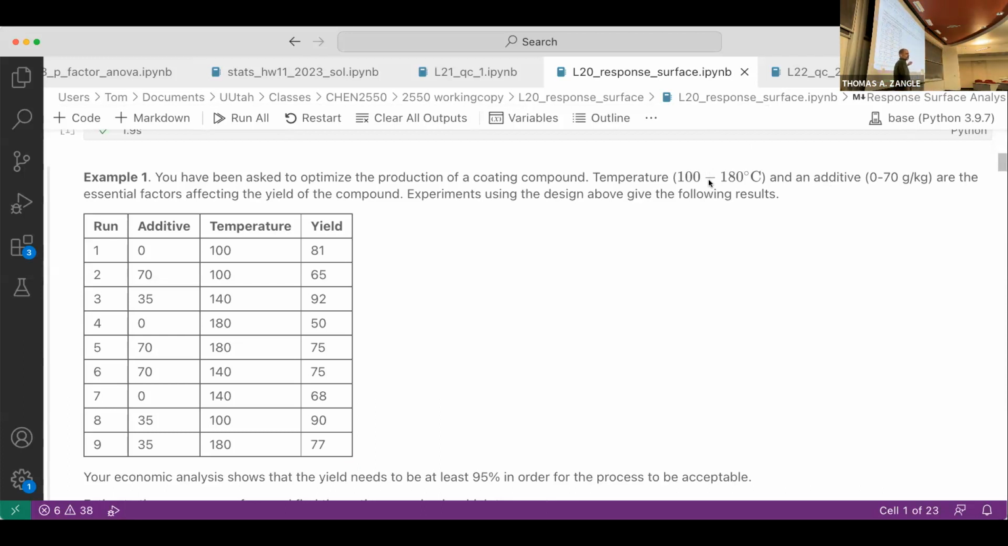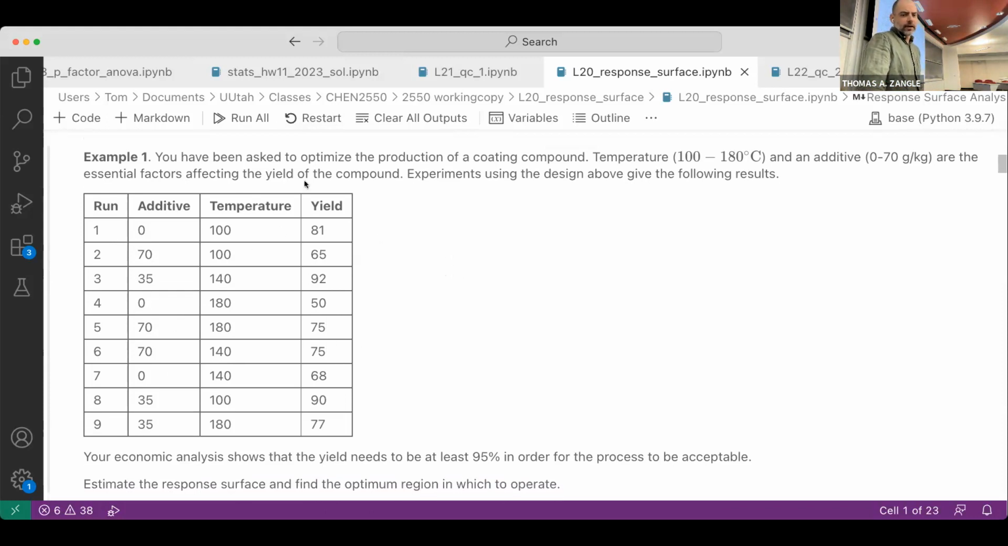We run experiments at that corner plus star configuration, and these are our final results. So we have these now listed by run. We have varied the concentration of additive, we've varied the temperature, and we've measured this for the yield.